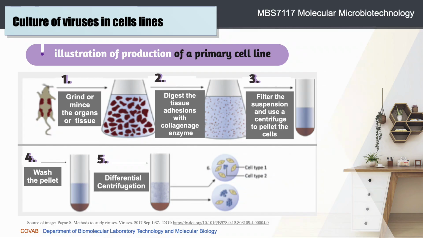Then thirdly, our suspension is filtered, and then we can centrifuge it to pellet the cells at the bottom of our tube. Number 4, we wash the pellet a number of times. Number 5, we do differential centrifugation so that we can collect the more dense cells at the bottom and the less dense cells at the top. And that is our primary cells, which you can use to seed any vessel.